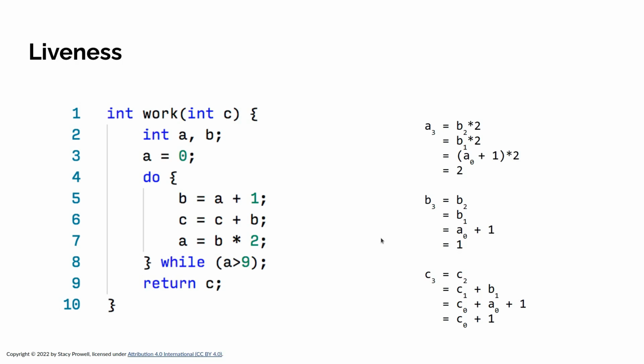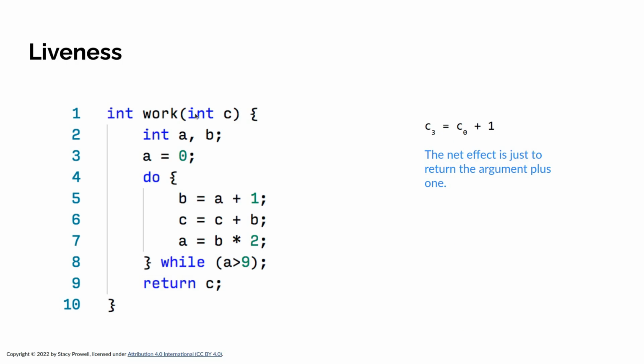Well, wait a minute. I only run the loop while A is greater than 9, and A is 2. So the loop body only runs once, and then the loop terminates. And I return C, which is C plus 1. So this whole program adds 1 to C. It takes its argument, C, and returns C plus 1. That's what this does.